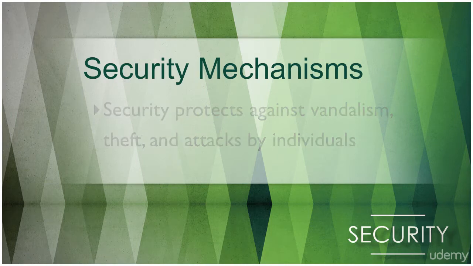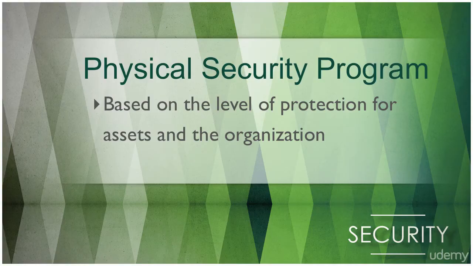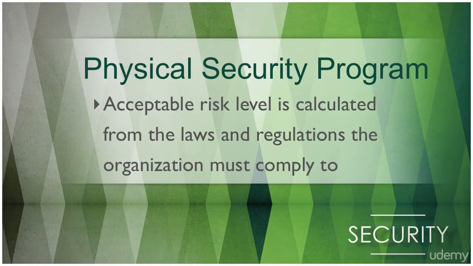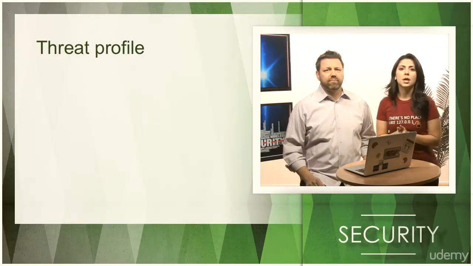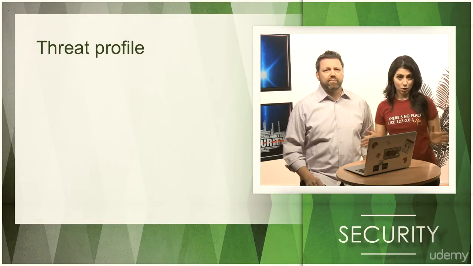The objectives of the physical security program should be based on the level of protection for the various assets and the organization as a whole. This level of protection depends upon the company's acceptable risk level. This acceptable risk level should be calculated from the laws and regulations an organization must comply with and from the threat profile of the organization overall.